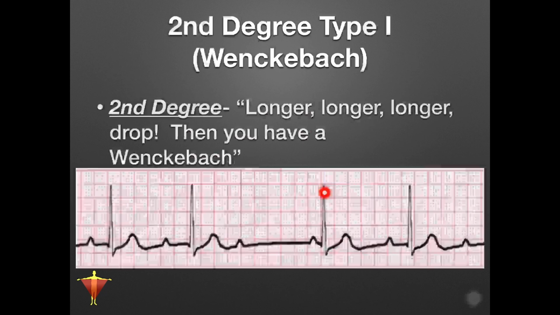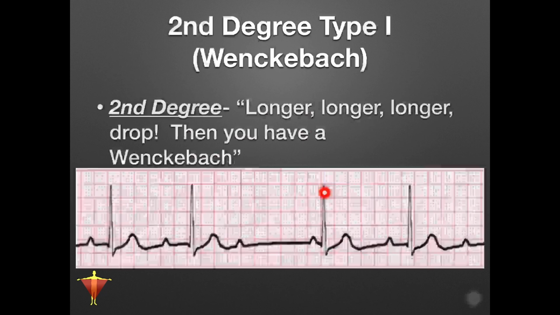A second degree type 2, or a Mobitz 2. Let's look at our poem. It says, if some P's don't get through, then you have a Mobitz 2. So in comparison with our second degree type 1, we don't see that lengthening of the PR interval here. So here we have an appropriate PR interval. Same goes on here, here, and here.